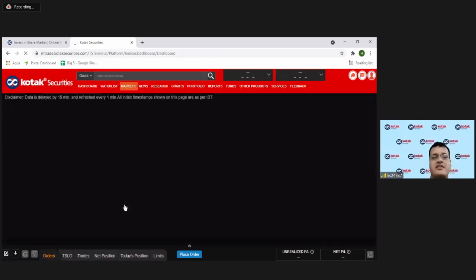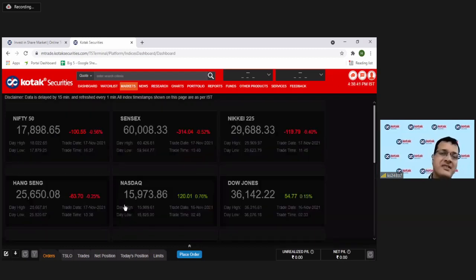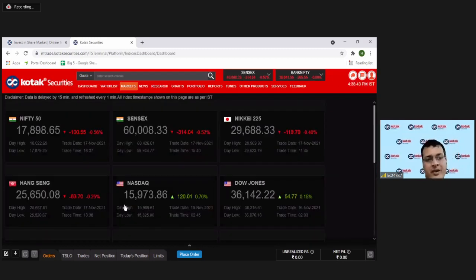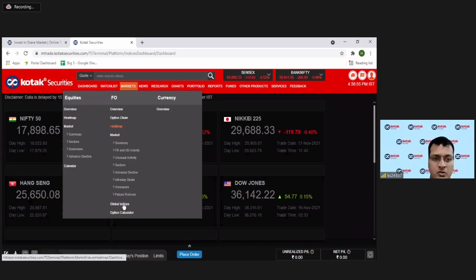In case you're interested in global indices, because traders generally see what the global indices are and accordingly take decisions, you can go to the global indices tab and see what the Dow closed at yesterday. Similarly, Nasdaq closed 120 points up, Nikkei was down by 119 points, and so on and so forth. So you go to markets, and you go to global indices and option calculator.